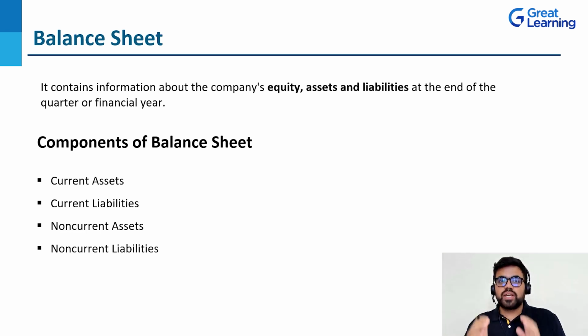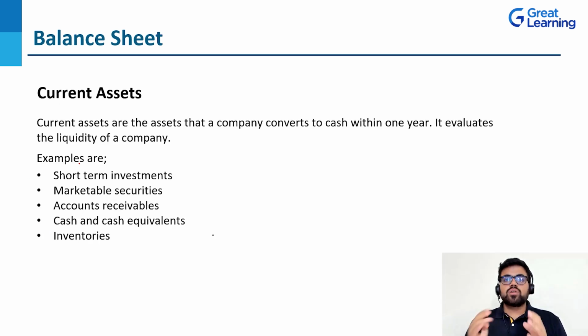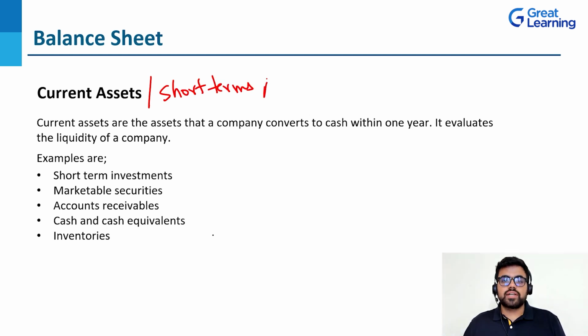Okay, so the four major headers in a balance sheet that you will find are current assets, current liabilities, non-current assets, non-current liabilities, and also the equity part. You will find it. Okay. So first we'll talk about current assets. Now, current assets are something that the company can convert into cash within a year. So current assets are also known as short-term assets because they are readily available within a year.